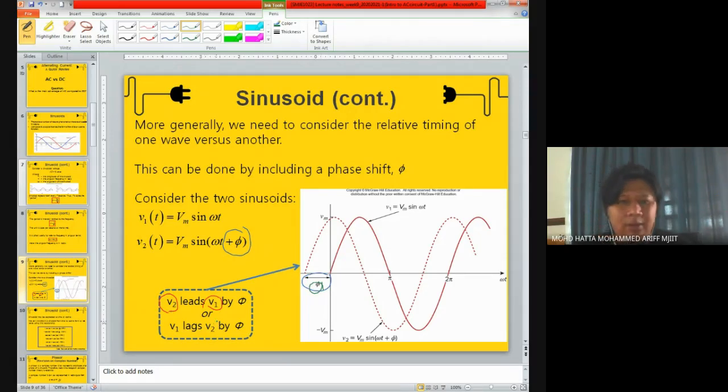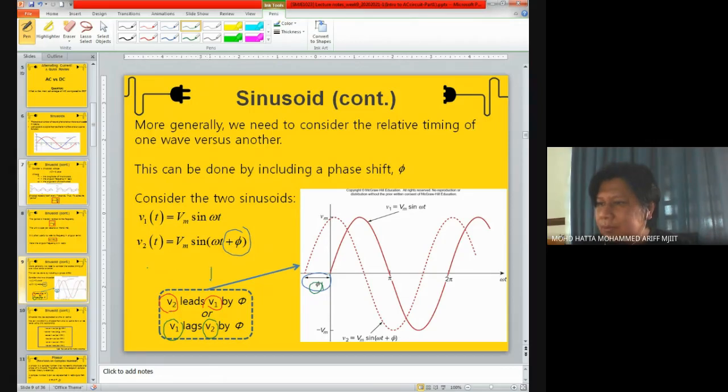If you get the opposite, or take V2 as your reference, you can say that V1 is lagging V2, or lags V2, by this angle. This is very important because you will find it quite often in this course.